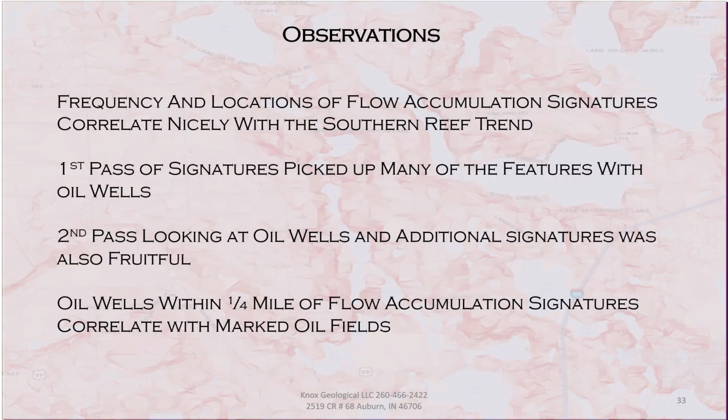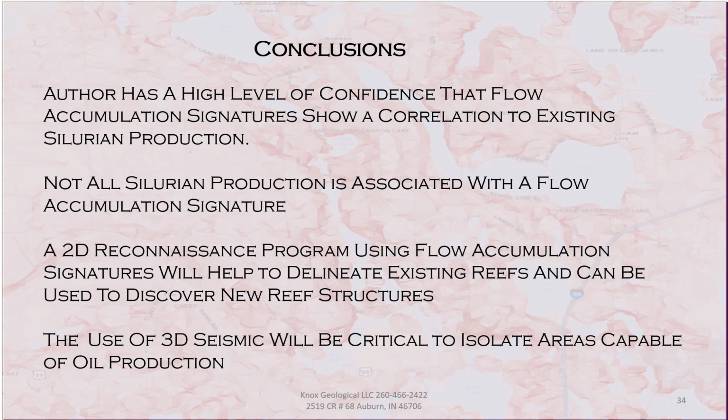So I've got a couple of observations. The frequency and locations of flow accumulation signatures correlate nicely with the southern reef trend. The first pass of signatures picked up many of the features with oil wells, and the second pass was also fruitful. Oil wells within a quarter mile of flow accumulation signatures correlate with the marked oil fields. And I have a high level of confidence that flow accumulation signatures show a correlation to existing Silurian production.